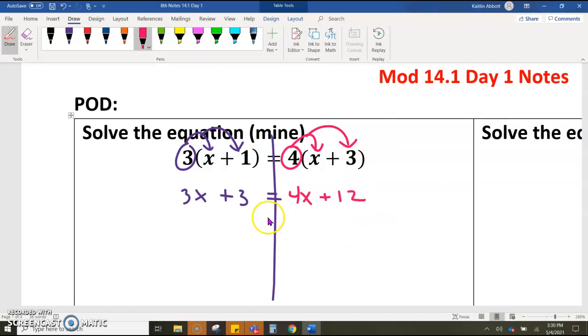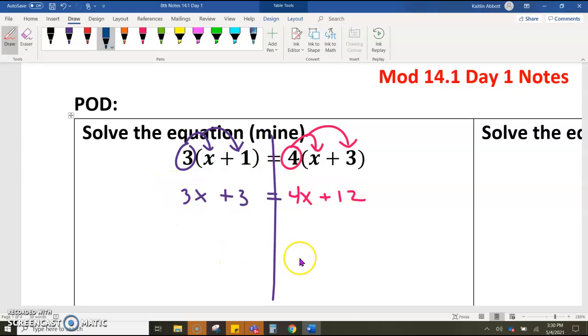Now my goal is to combine, well, not combine like terms. There's no like terms on either side. I have an x and a 12 and a 3x and a 3. Those don't mix because there's not variables on both sides. But we need to get the x's together and the constants together. So let's get the x's together first.